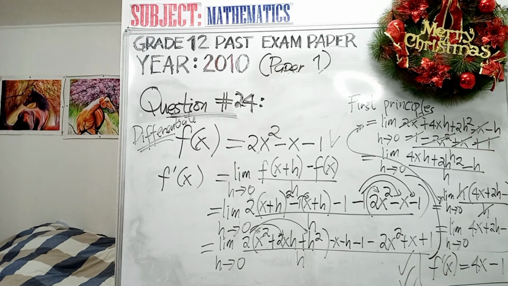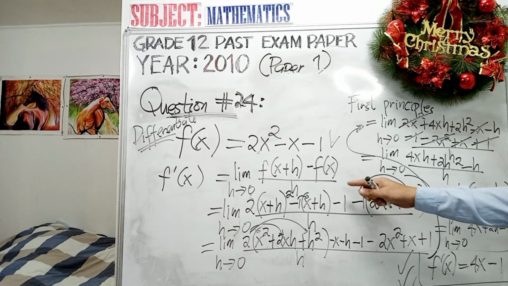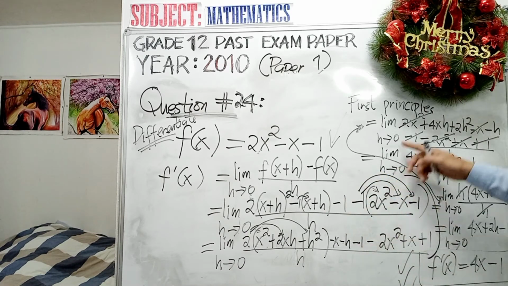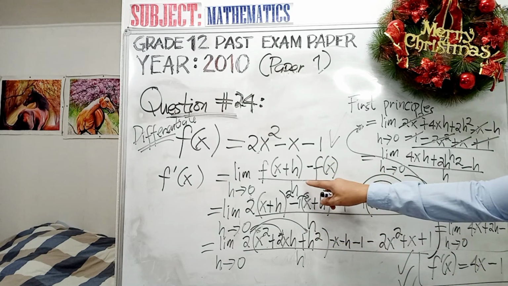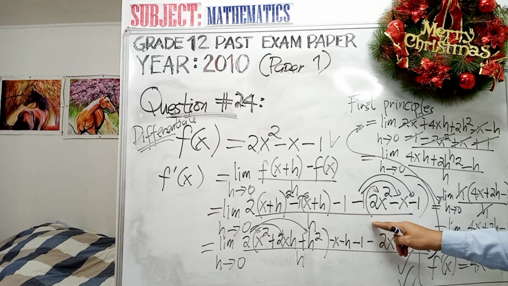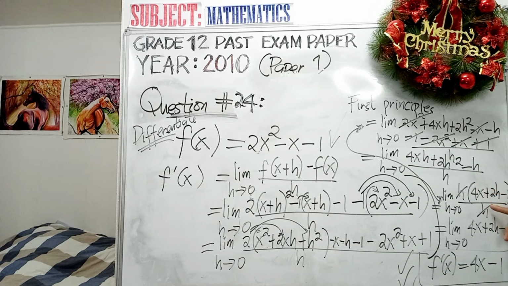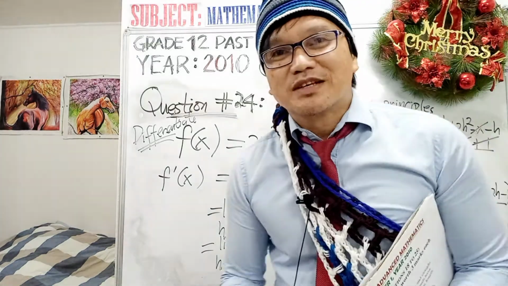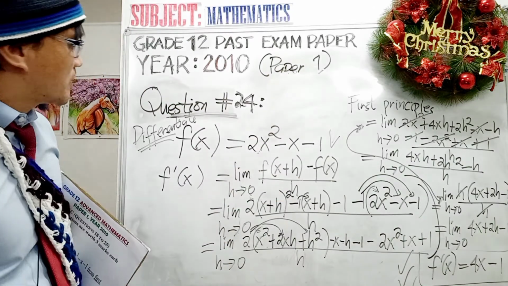This is going to be 3 marks. So when you present your work like this, in this proper, correct way, then you will gain the full marks. You cannot just present the final answer 4x minus 1, because you have to follow the rewriting of the formula of the first principles, and then substitute carefully. After that, you simplify the given expression. And as h approaches 0, again, do not substitute h equal to 0. You just have to get the derivative by saying that f prime of x is equal to 4x minus 1. Okay? So that is our question number 24.